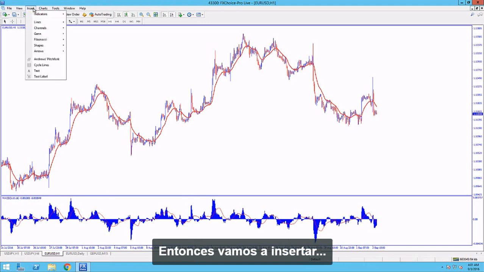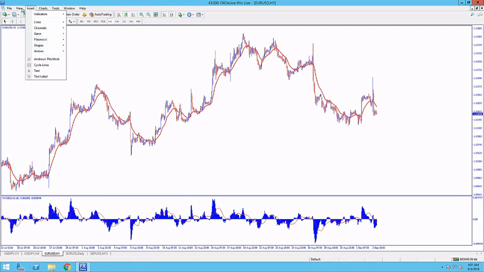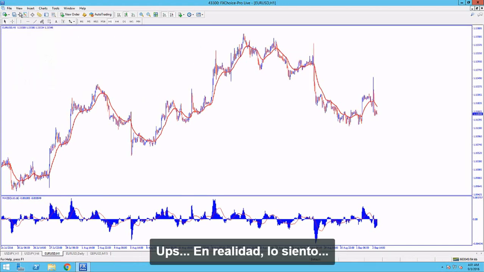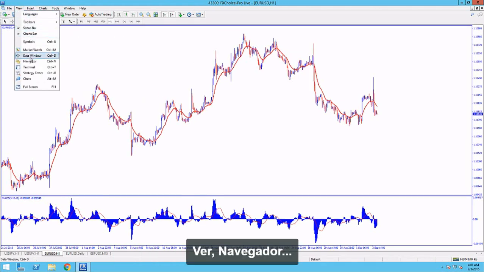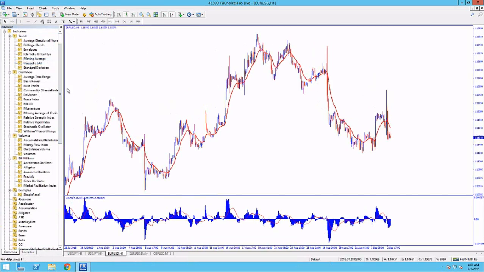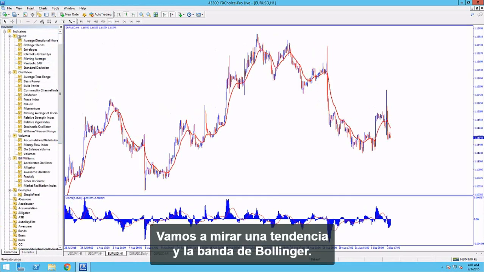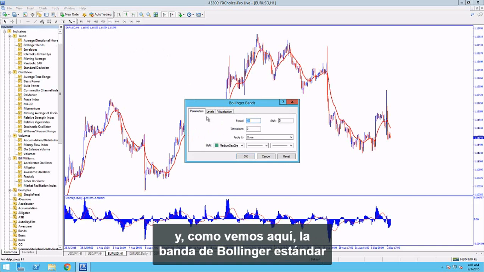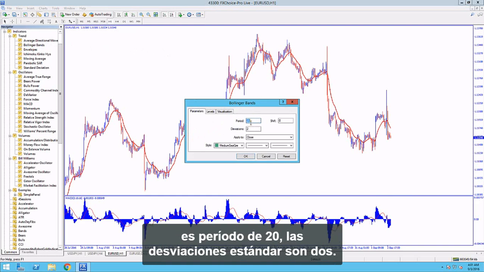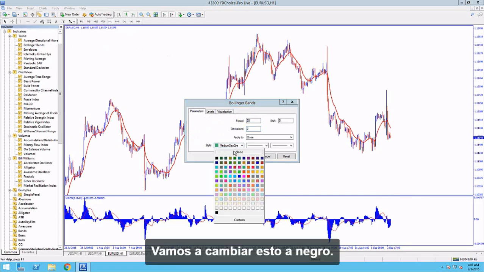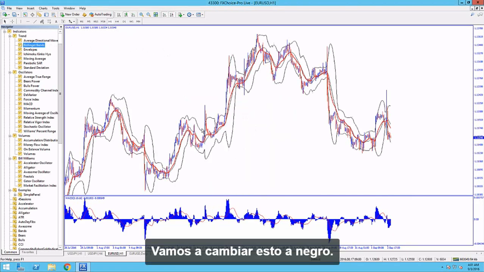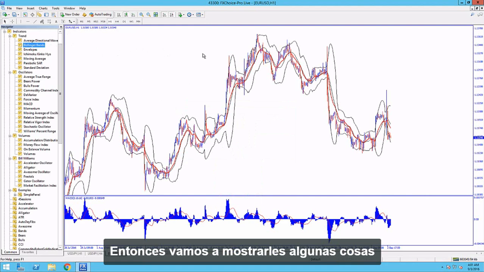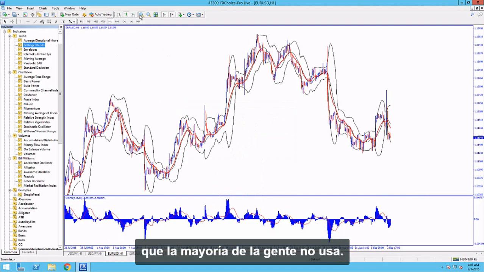So we're going to insert, View, Navigator. We're going to look at Trend and Bollinger Band. We're going to slide this over. And as we see here, Bollinger Band standard is 20 period. Standard deviations are 2. We're going to change this to black. So we're going to show you a few things that most people don't use.